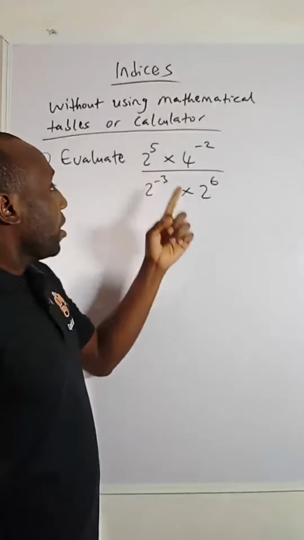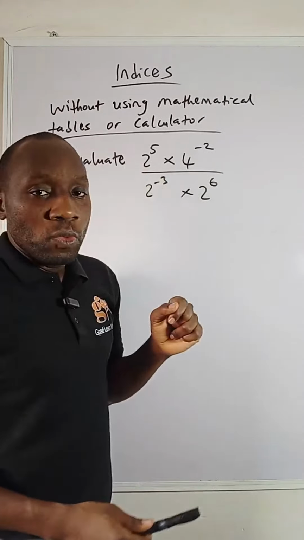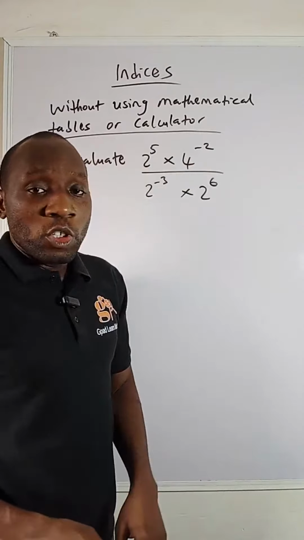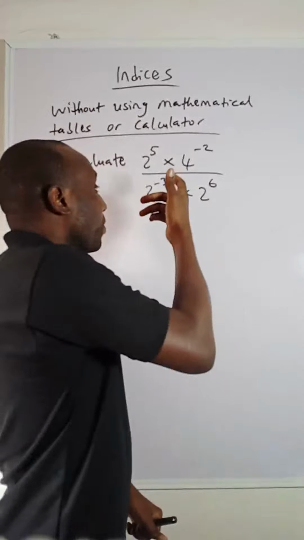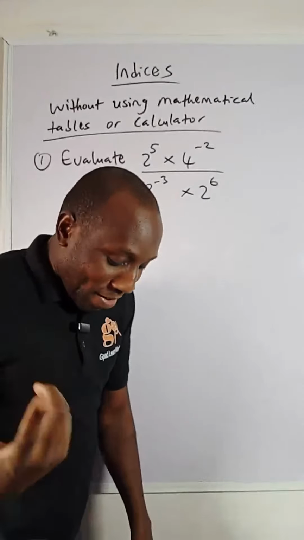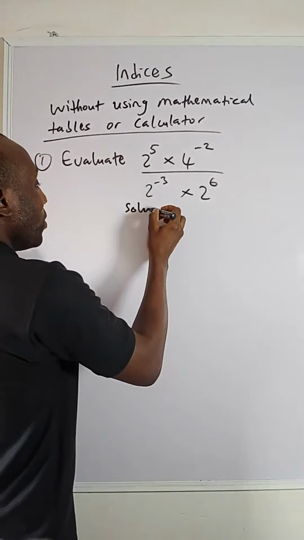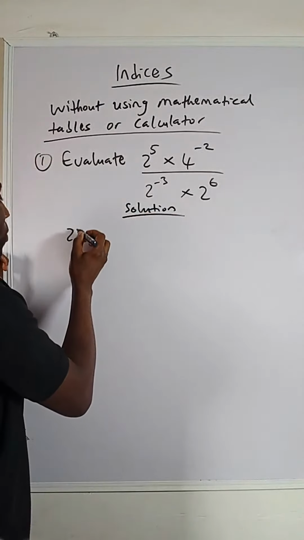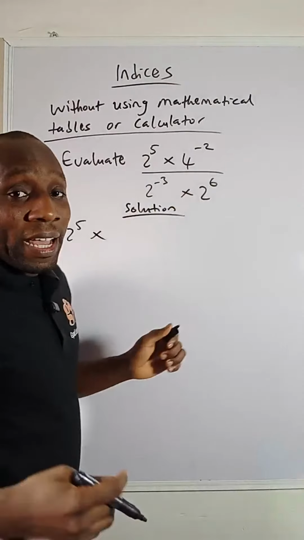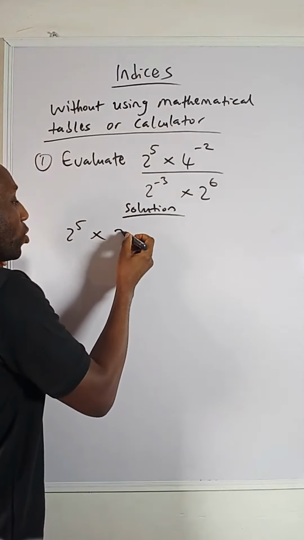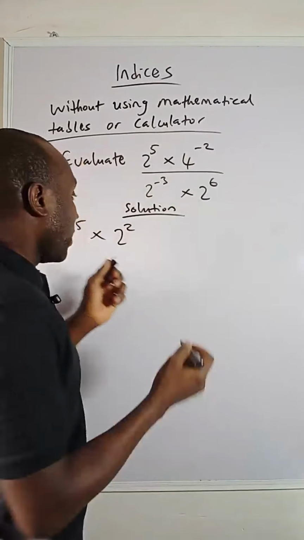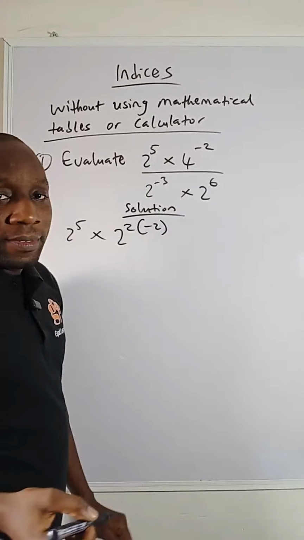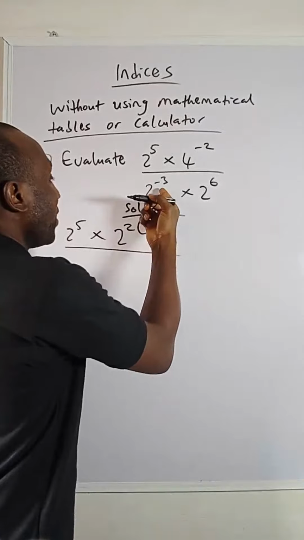So if you want to evaluate this, see, this is 2, this is 4, this is 2, this is 2. So what we can do is to express 4 as a power of 2. Let's express 4 as a power of 2. Are you ready? Let's do this. So solution, this is going to be 2 raised to the power 5 times this 4 can be rewritten as 2 raised to the power 2, because 2 raised to the power 2 is what? 4. But we have negative 2 as the exponent. So maintain it right here. See that? Then all divided by 2.